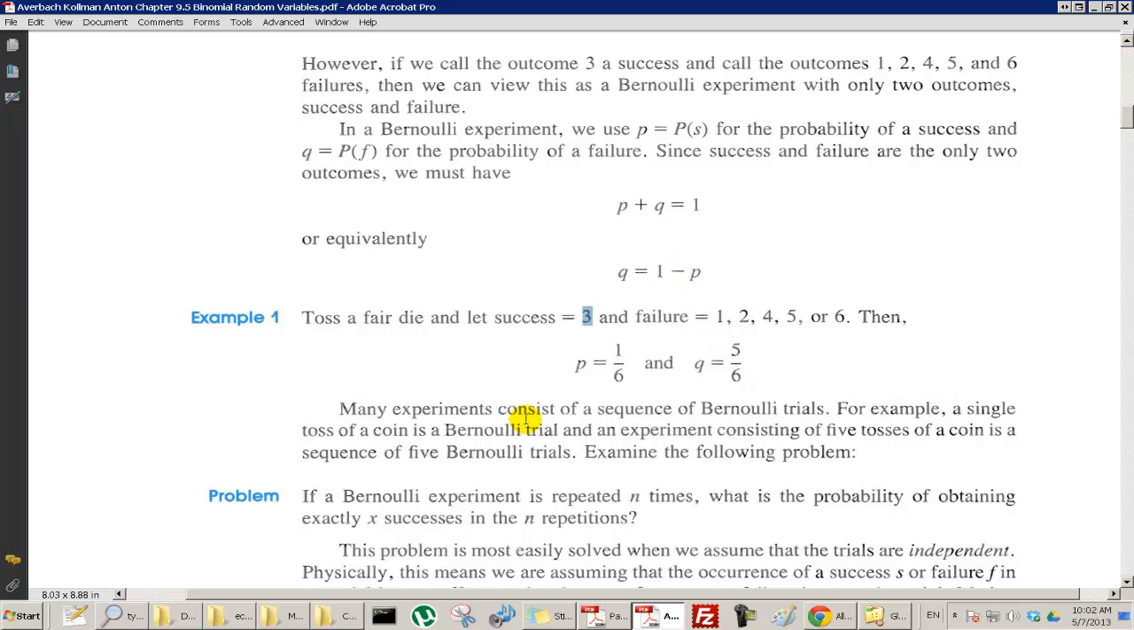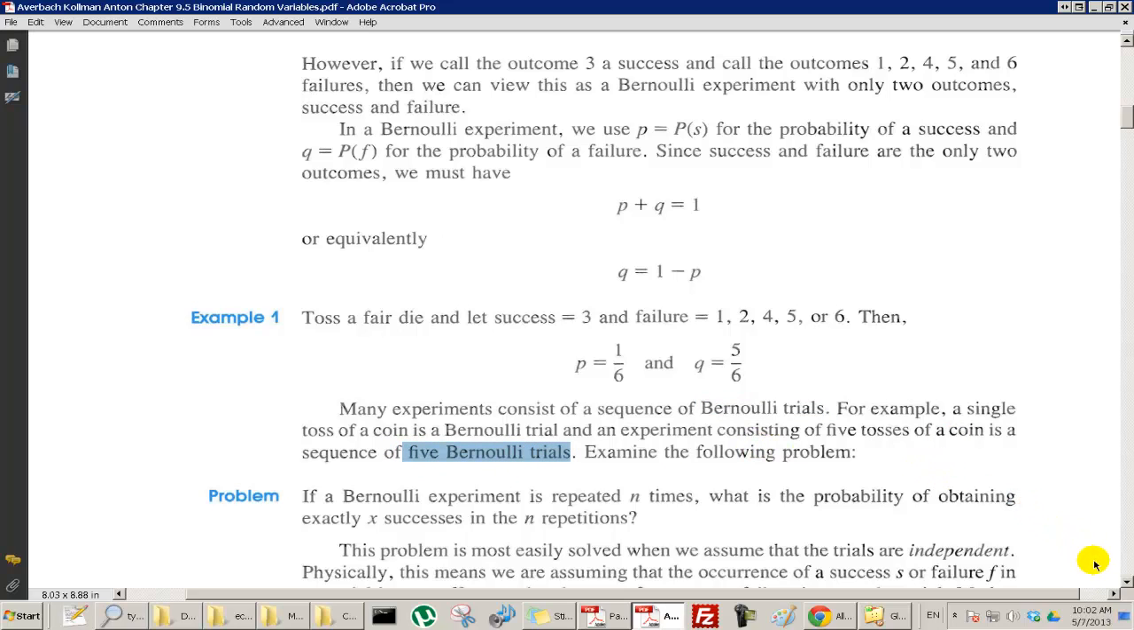Many experiments consist of a sequence of Bernoulli trials. That's what we were saying. You have 12 tosses of the coin, or you have 2,500 larvae that you examine. For example, a single toss of a coin is a Bernoulli trial, and an experiment consisting of 5 tosses of a coin is a sequence of 5 Bernoulli trials.